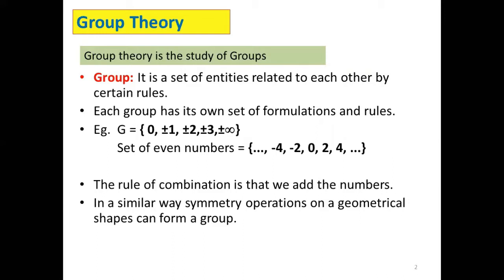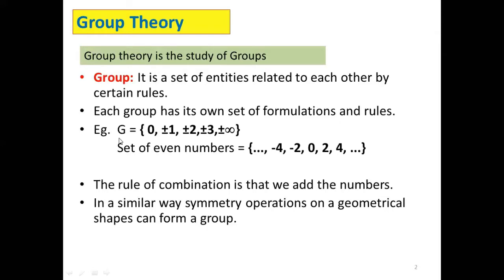So what is a group? A group is a set of entities or elements which are related to each other by certain rules. That is, it is a set of elements G, and it has an operation which allows you to combine any two elements, and that should be following certain basic rules. That is, each group has its own set of formulations and rules.